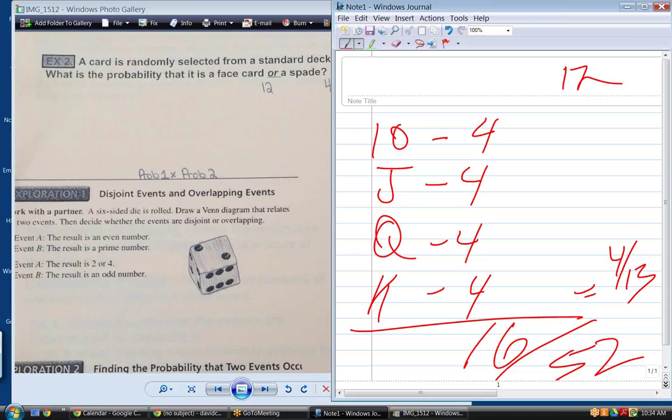This is one area of probability I know a lot about. Playing cards. I've played cards my whole life.